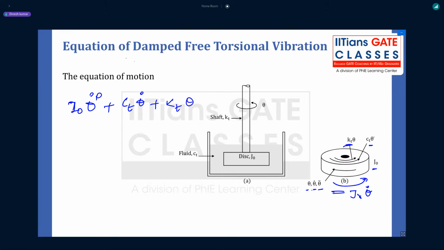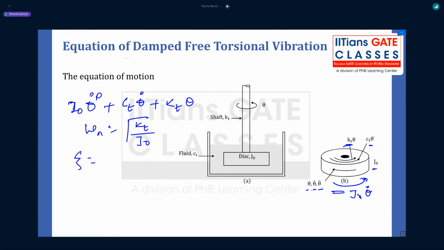Now guys, what will be the natural frequency in this case? The natural frequency omega n will be under root Kt by J naught. Now guys, what will be the zeta, the damping ratio, damping factor?